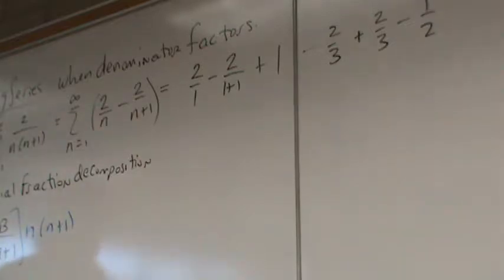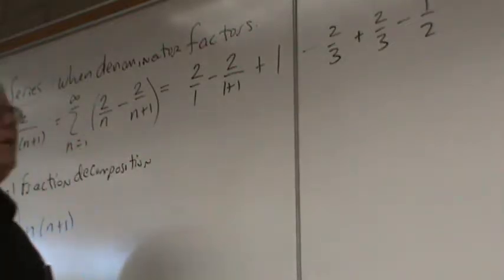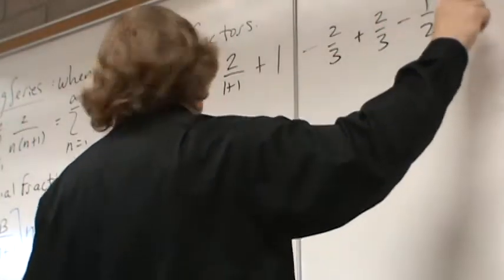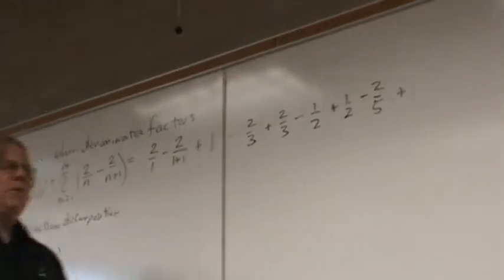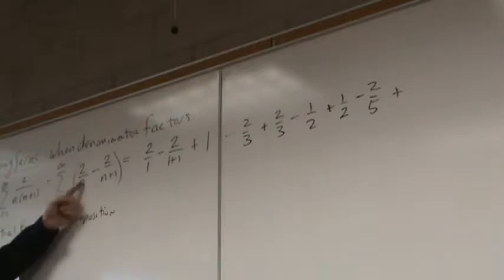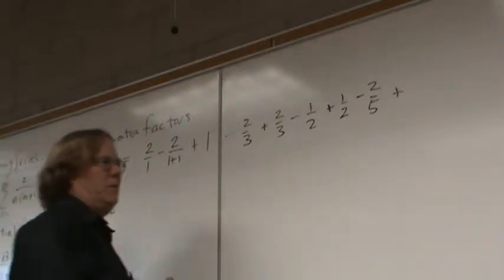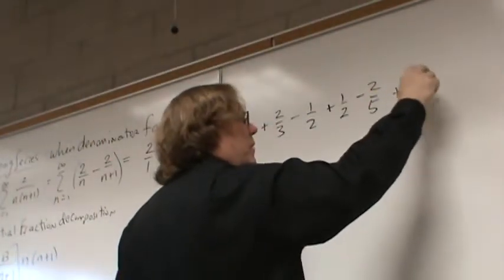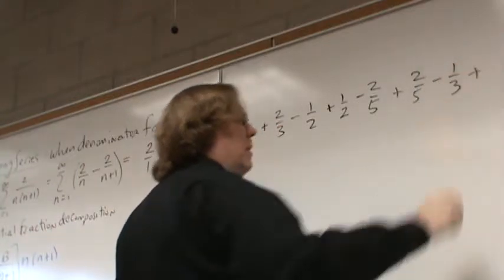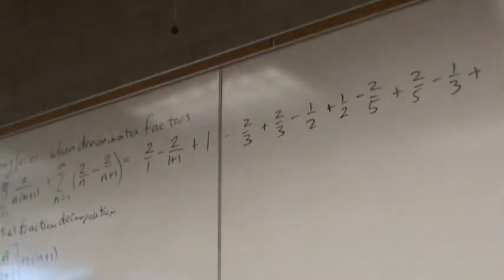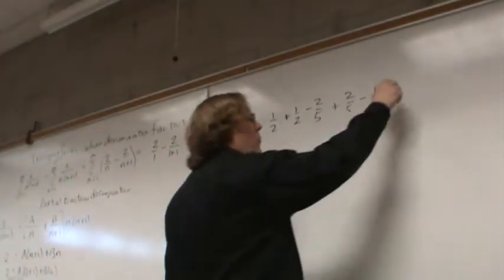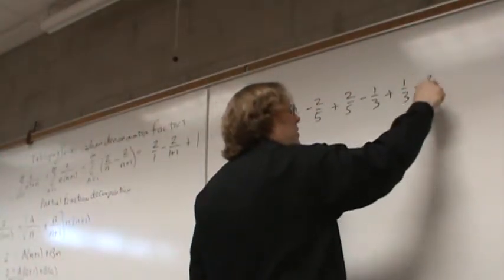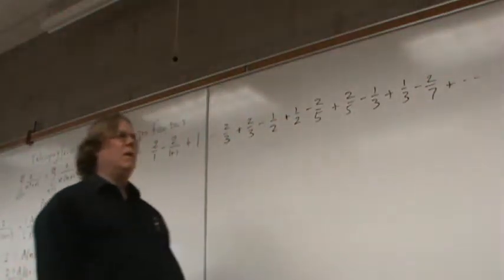Now let's plug in 4. I'm going to plug in 4, and that gets me 1/2 minus 2/5. And I'm going to plug in 5. I get 2/5 minus 2/6, which is 1/3. Now I'm going to plug in 6. And I get 2/6 minus 2/7, which is 1/3 minus 2/7. And I can just go on and on and on.